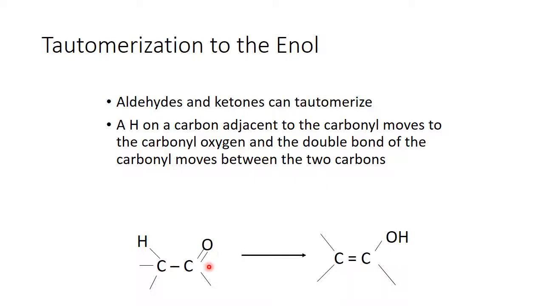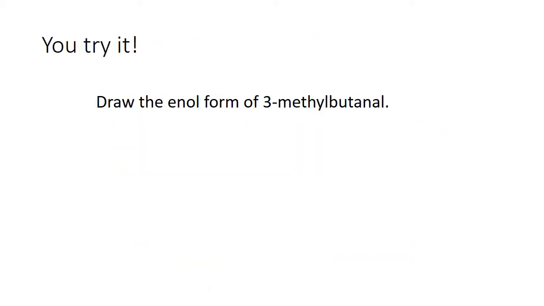The isomer on the left is either an aldehyde or a ketone, and the isomer on the right is called an enol. And this is something that is catalyzed by acid or base, and we can easily form these in an aqueous solution or even in an organic solvent. Draw the 3-methyl-butanal enol. So first draw 3-methyl-butanal and then draw the enol form of it.